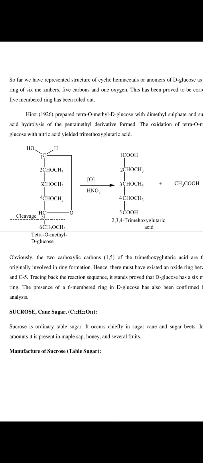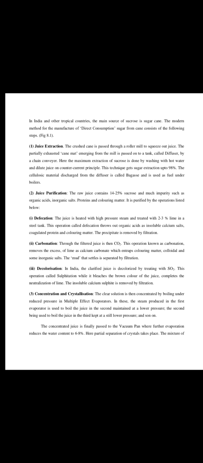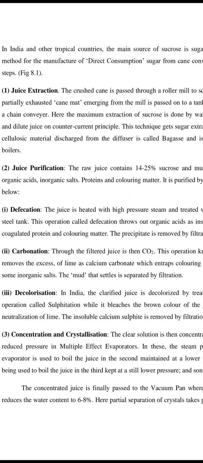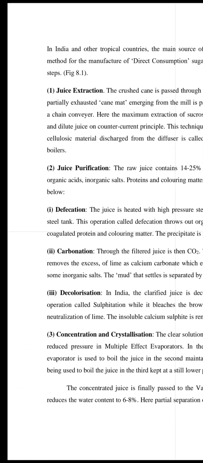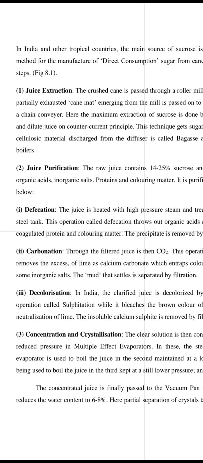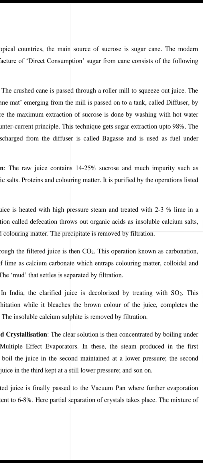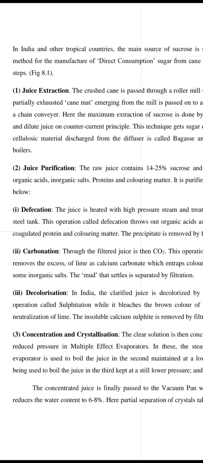Now, manufacture of sucrose. How will you manufacture sucrose, that is the table sugar? In India and other tropical countries, the main source of sucrose is sugarcane. The modern method for the manufacture of direct consumption sugar from cane consists of the following steps. First one, juice extraction. Second one, juice purification. Third one, defecation, and then carbonation, then decolorization, and then concentration and crystallization.